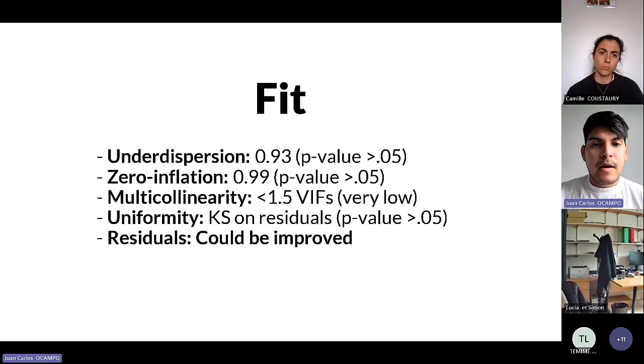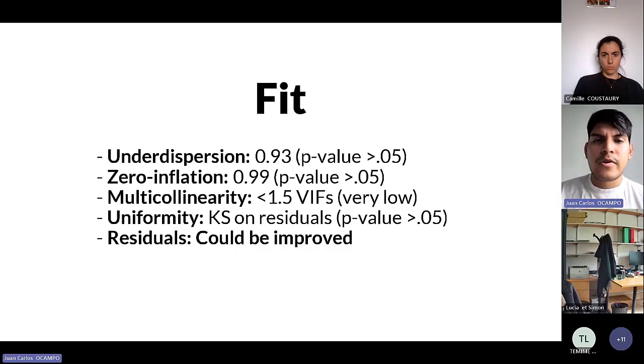Now, regarding fit, we believe that this model has a very strong fit, an under dispersion of 0.93, not significant, zero inflation of 0.99, not significant. In these two specific aspects, we would be looking for a 1, but that would be utopian. So a 0.93 and a 0.99 is what you can expect from real world data.